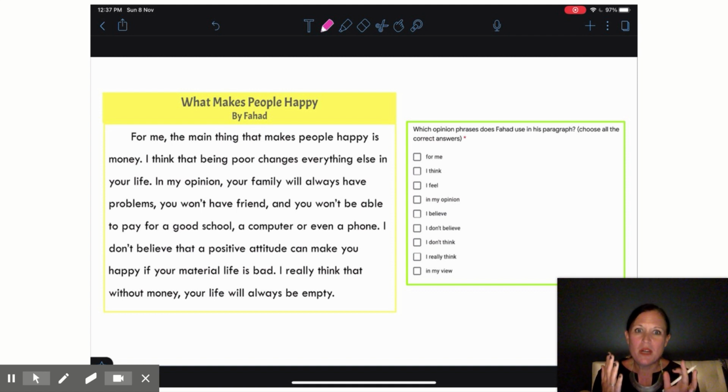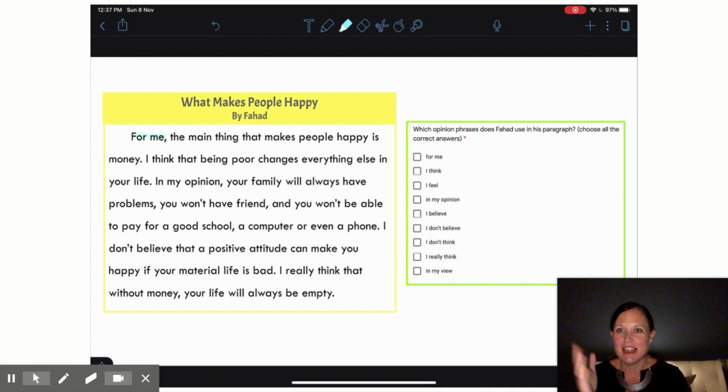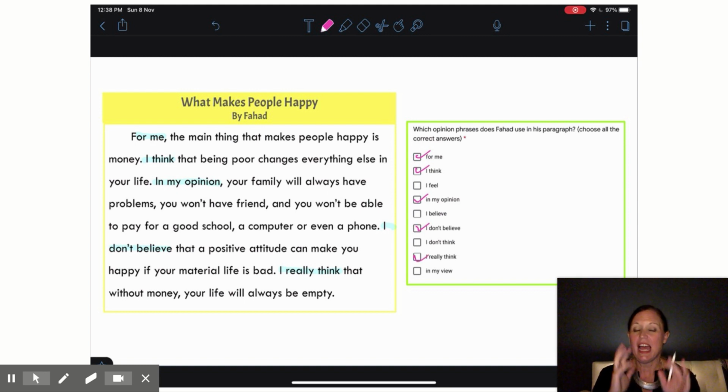So let's see if we can find which of all of these phrases Fahad uses to show that he is giving us his opinion. Well, he starts with "for me," then he goes to "I think." He also has "in my opinion." In his next sentence, he says, "I don't believe." And then he finishes off with "I really think." So Fahad uses a lot of different phrases for giving his opinion. And this is great because we can see a lot of different examples of things that we might want to include in our own essays.